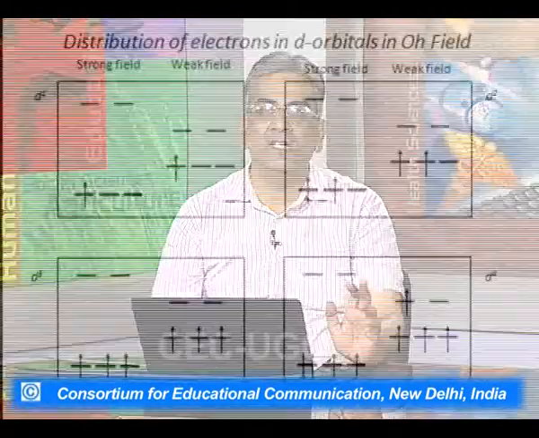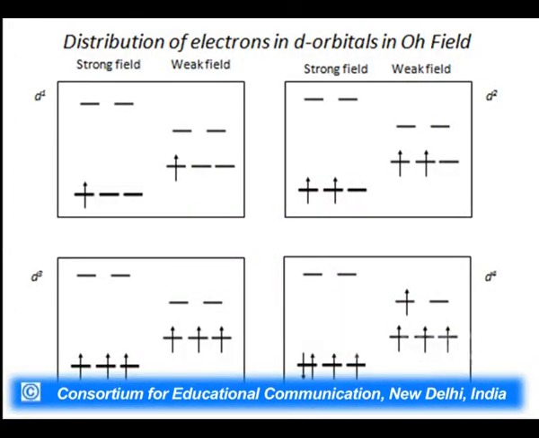It comes at an expense of some energy, and that is being labeled as pairing energy. Okay. Now, let us see how the electrons are distributed in d orbitals in an octahedral field. Now, these diagrams, in short, exhibit how the electrons would be distributed.